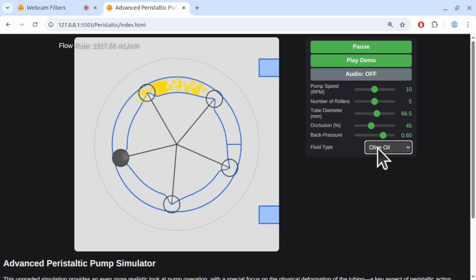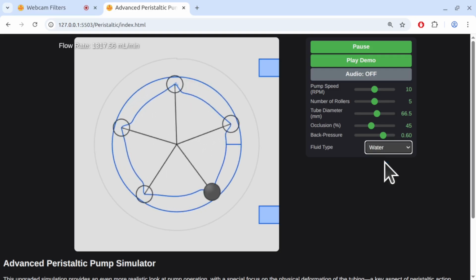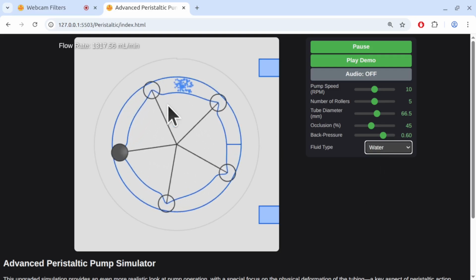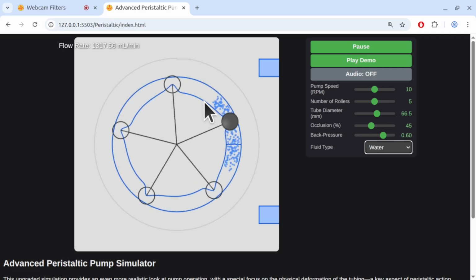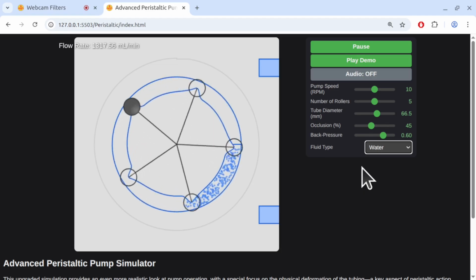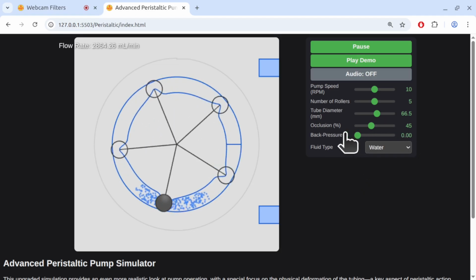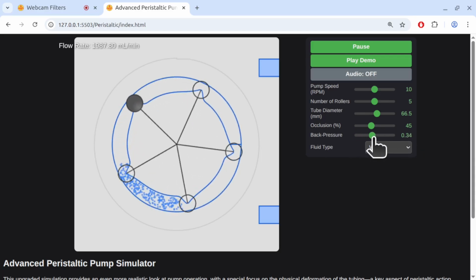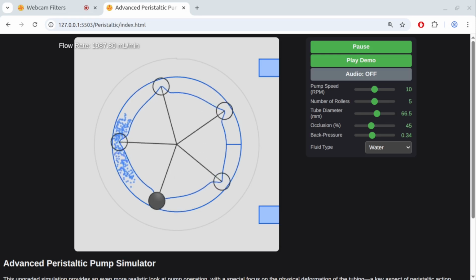Do you have any other fun responses? Why glycerin doesn't work, you reckon? So we have water. What's up with the rendering of the particles? When water is selected as the fluid type, the particles appear as small blue dots. Previously, when olive oil was selected, they were yellow. This seems to be how the simulator visually distinguishes between the different fluid types.